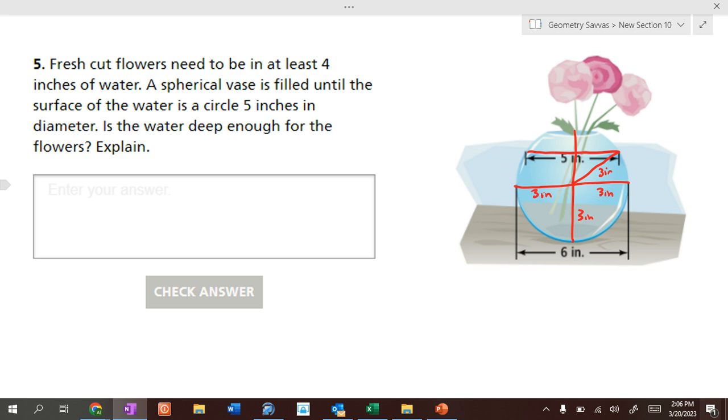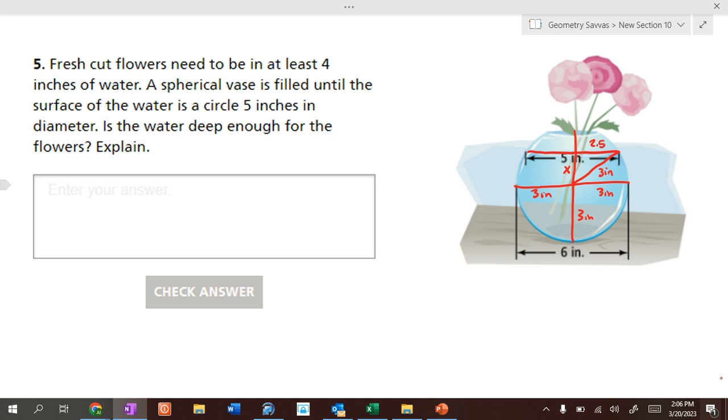3 inches. Why is it 3 inches? Because it's a radius of the circle. Now, if this is 5 inches all the way across, this is 2.5 inches. What I want to know is how long this is. Because if this is an inch or longer, then what do we know?